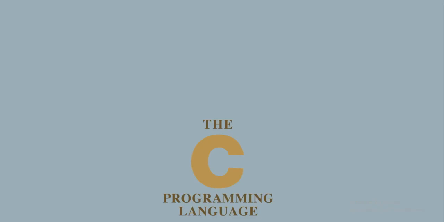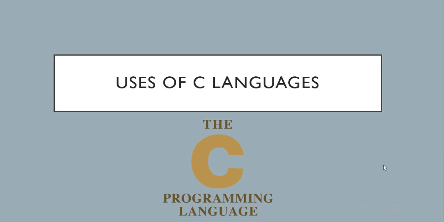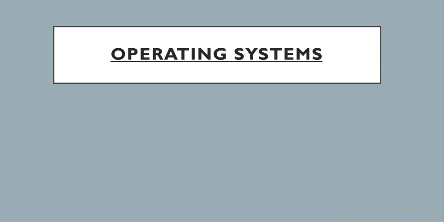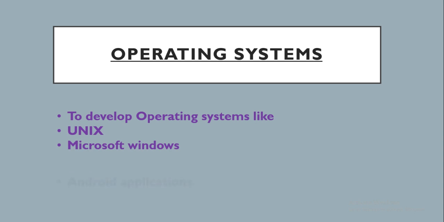Applications of the C programming language: where are we using C programming language in real life? We are using the C programming language to design operating systems like Unix, Microsoft Windows, Android applications, Mac, and we are using it to develop many applications.